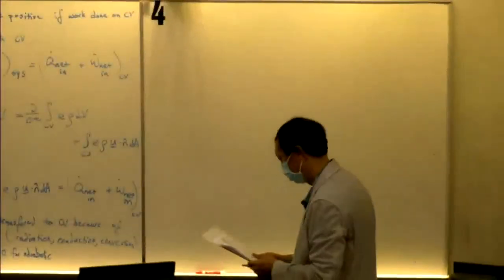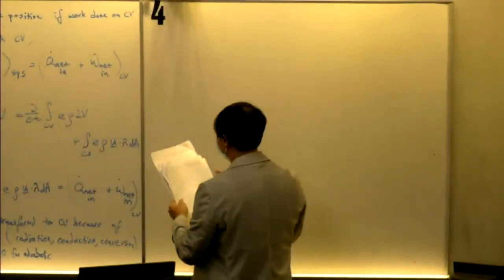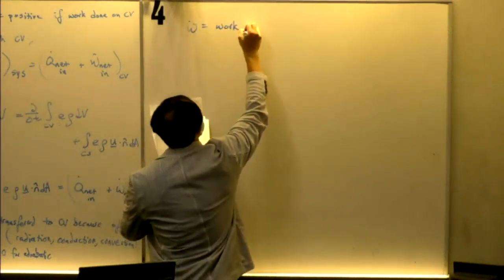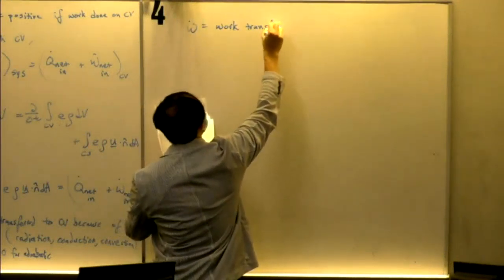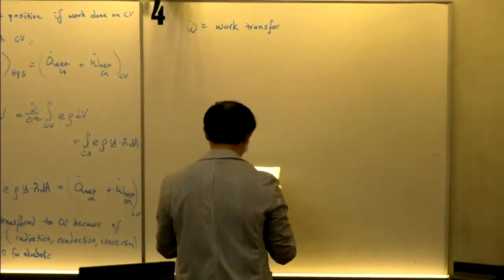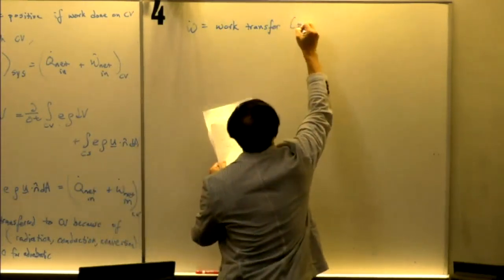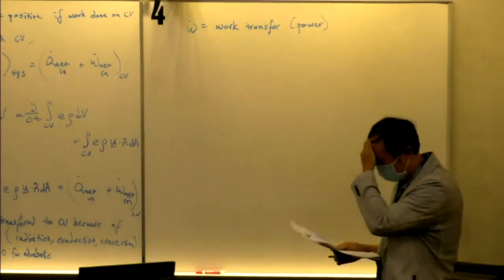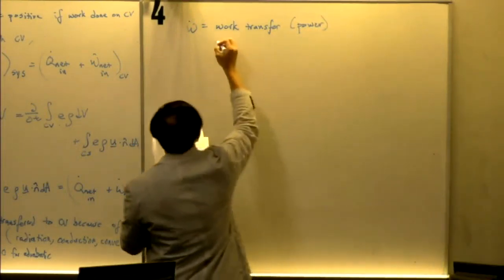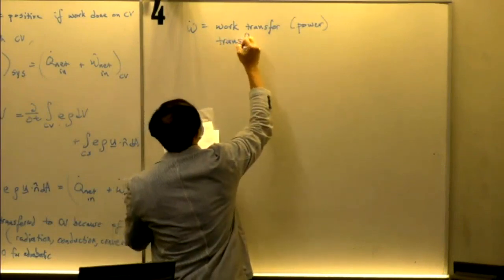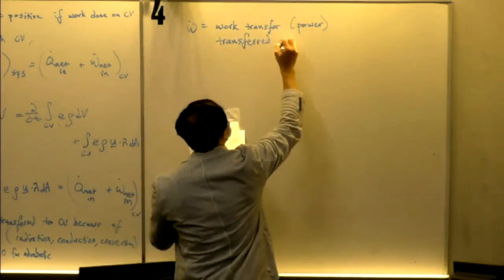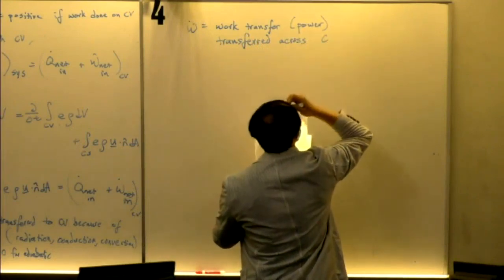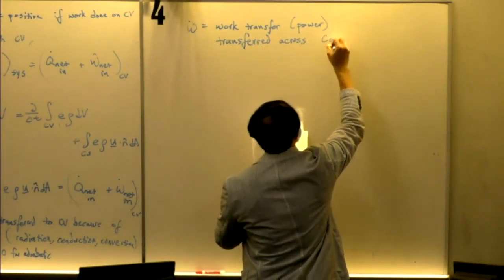All right. Now there are two ways work can be transferred, but they're both associated with forces on moving boundaries. The rate of work transfer is called power. And the key thing is that work is transferred across the control surface boundary.